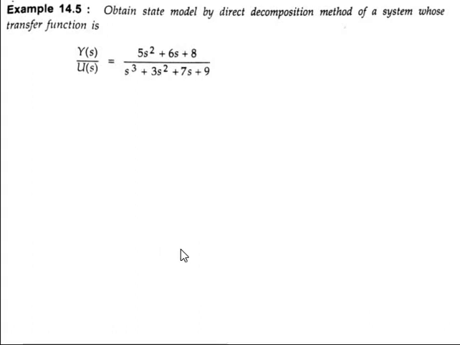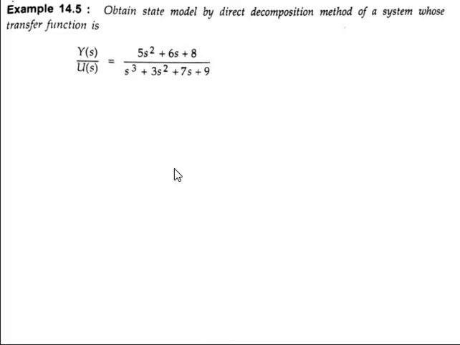Dear students, in this video I explain an example problem on the direct decomposition method, or direct programming method. Consider the example like this. The given transfer function is equal to 5s square plus 6s plus 8 divided by s power 3 plus 3s square plus 7s plus 9. So this is the transfer function.